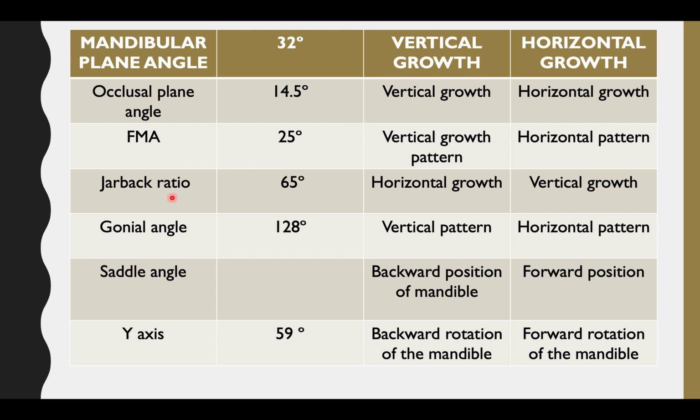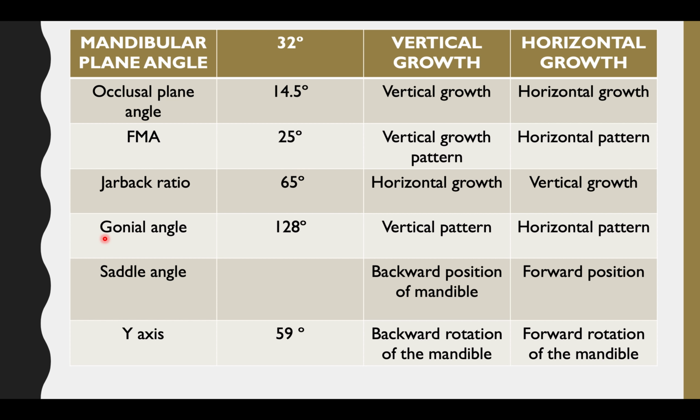Next comes your Jarabak ratio. Jarabak ratio describes the facial heights, anterior facial height and posterior facial height. Posterior facial height divided by anterior facial height into 100, the ratio is 65. If the value is greater than 65, around 70-75, it shows a horizontal growth pattern. That means the posterior height is more than the anterior height. The mandibular plane angle will be decreased in the case of an increased Jarabak ratio. And values lesser than 65 show vertical growth.